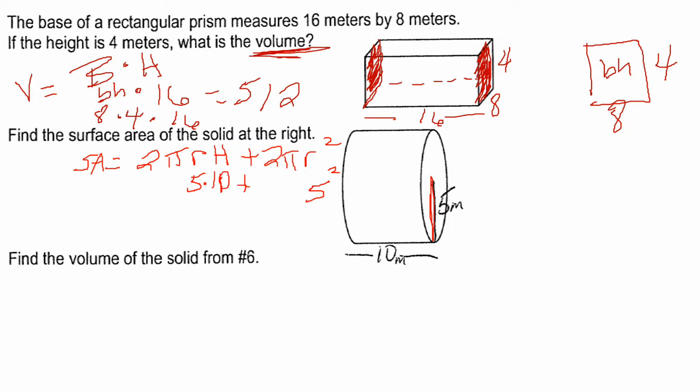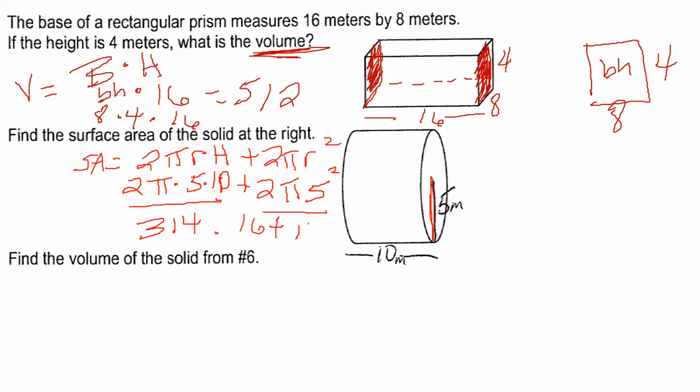And then the rest of it's just 2 and pi times the radius times the height, 2 and pi. And so you can put all that in one shot in the calculator, or you can do it as two separate parts. Do that, then add them up later if you want to.